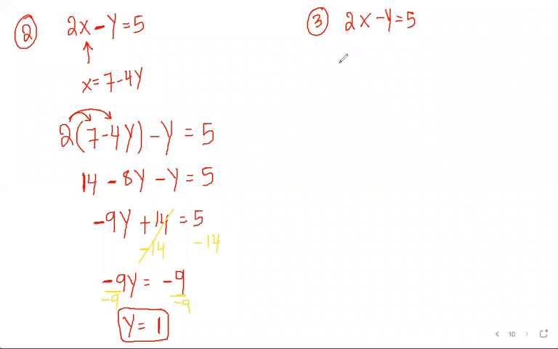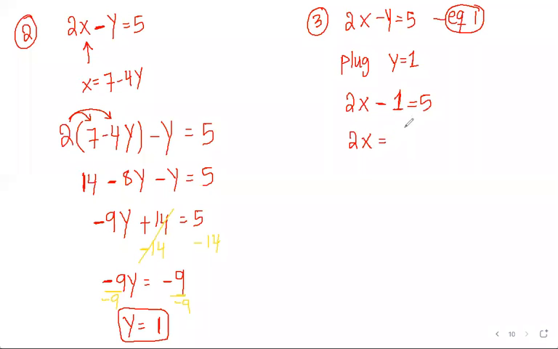Plug in y equal 1. So here I get 2x minus 1 equal 5. Now add 1 to both sides, I get 2x equal 6. Divide by 2, x equal 3. This is the value for x. So the solution is 3 and 1.